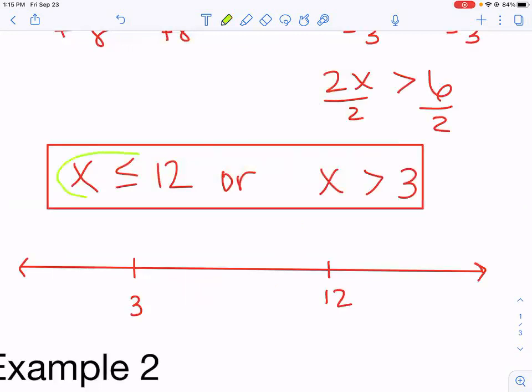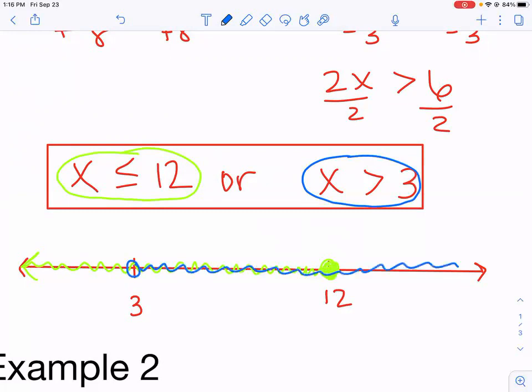So I'm going to do x is less than or equal to 12 in green. So here's 12, close circle, and I'm going to go this way. I'm going to do x is greater than 3 in green. And by green, I mean blue.